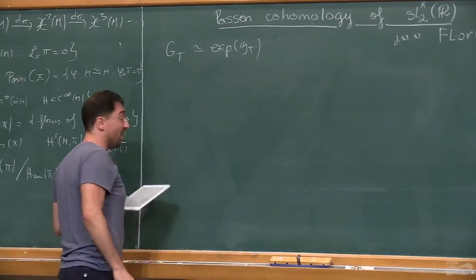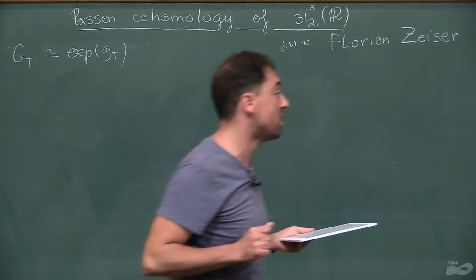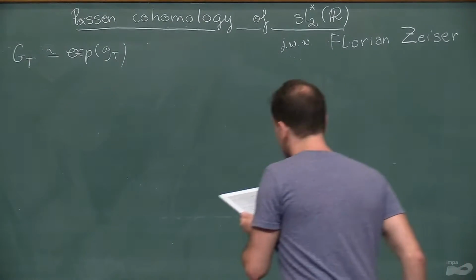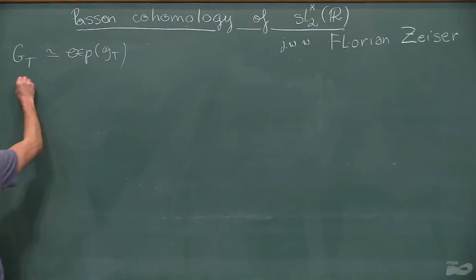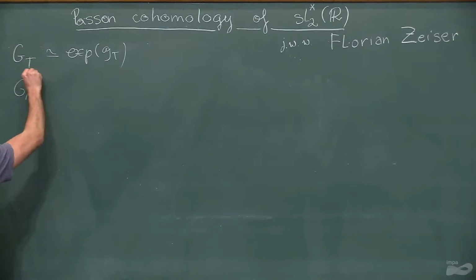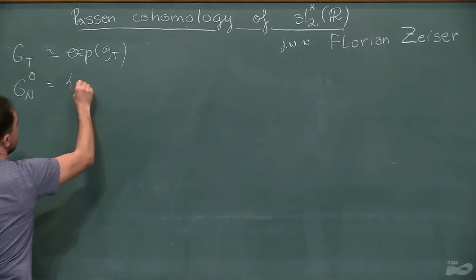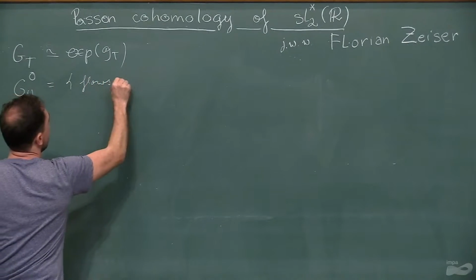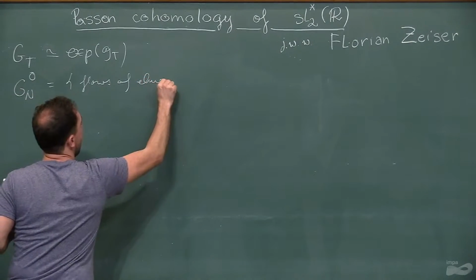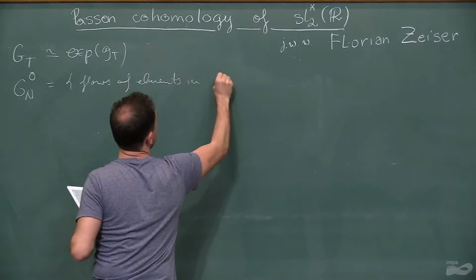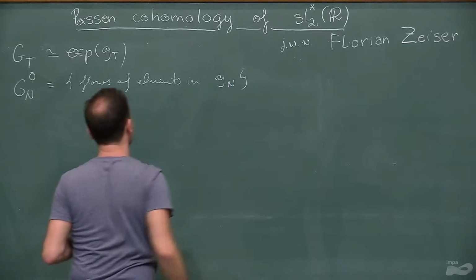And then for N, you can also build a nice group. I'll tell you first what is G_N. It's the connected component. So of course, it will be something generated by flows of elements in this Lie subalgebra.